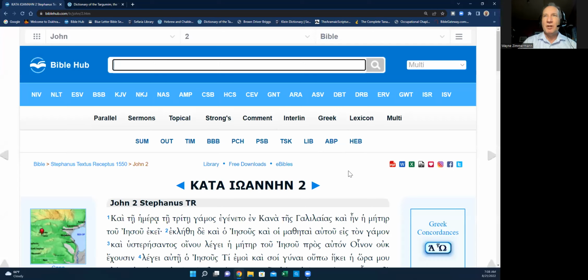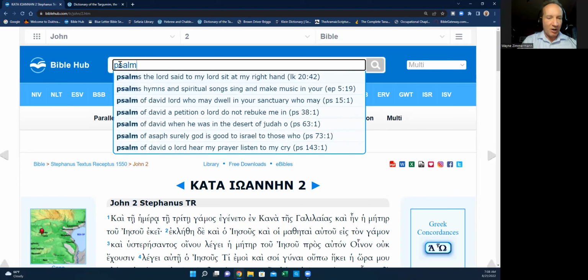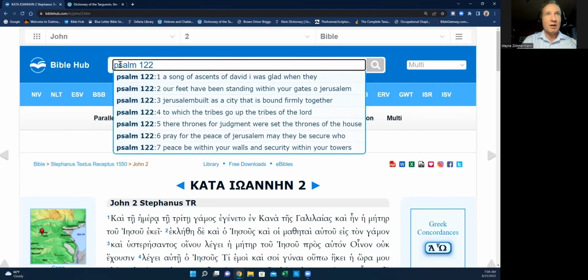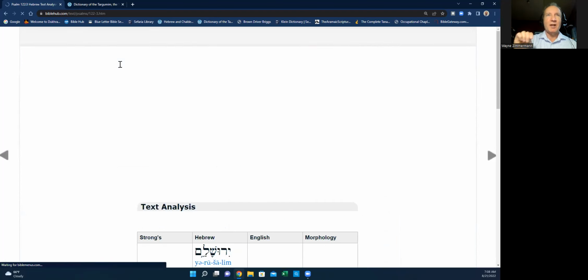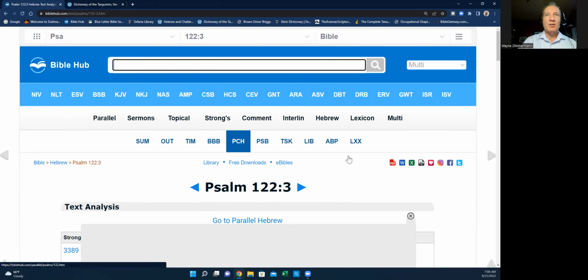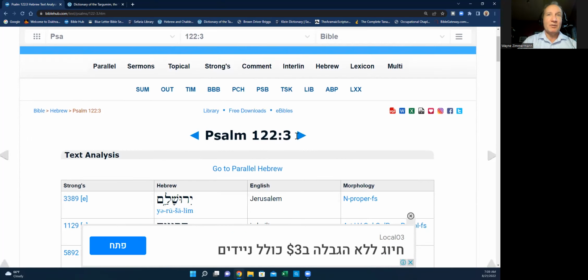When you do open it, it depends upon how you last saved it or what your computer search engine is like. I'm not quite sure what it will come up with here, but what I want to guide you through is in this search tab here, just type in Psalm. And today we're looking at chapter 122 and verse 3. When you type that in and hit the enter button, it will take you to that psalm.